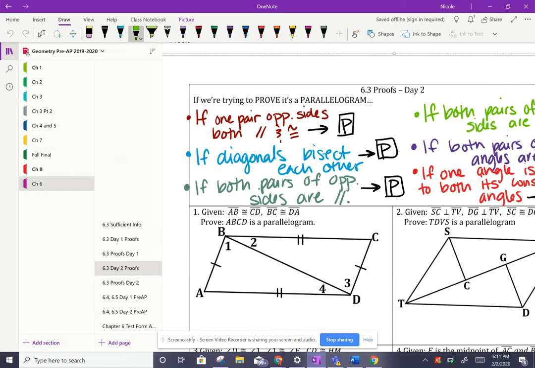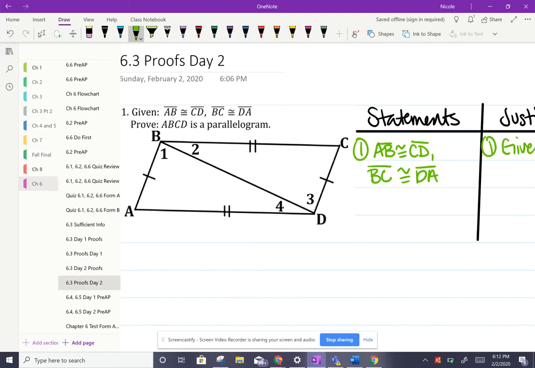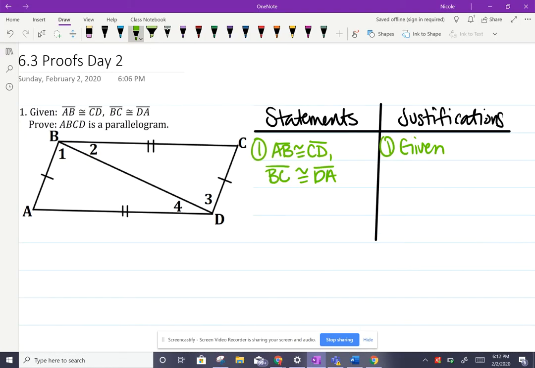So let's look at our first example, number 1. It says that given AB is congruent to CD, AB over here, that's marked for us, is congruent to CD, and BC is congruent to DA. So this is talking about sides that are opposite from each other, and they're congruent.